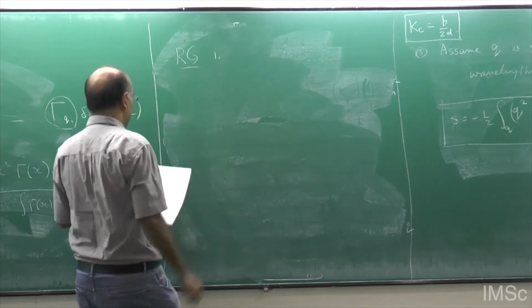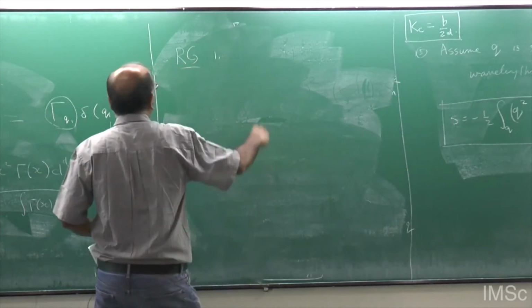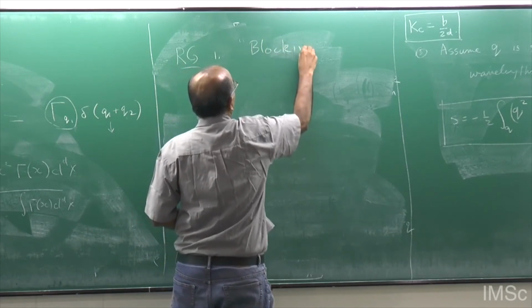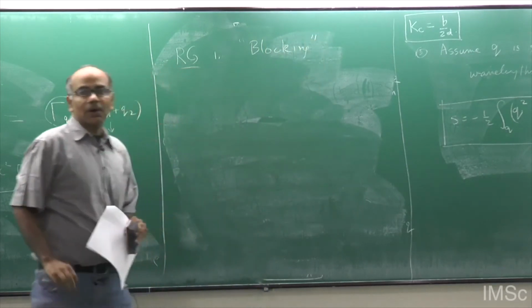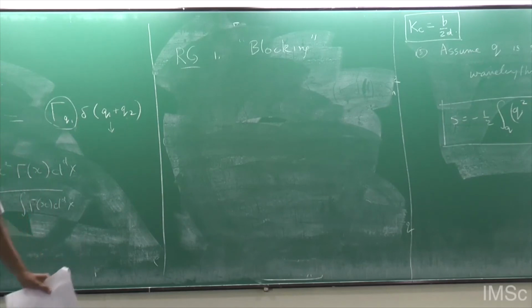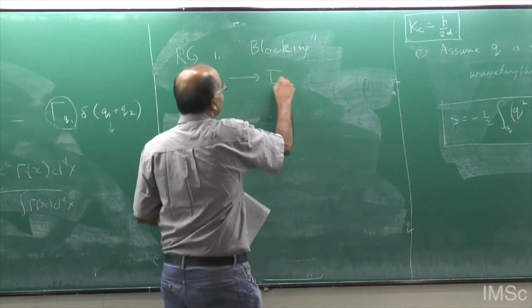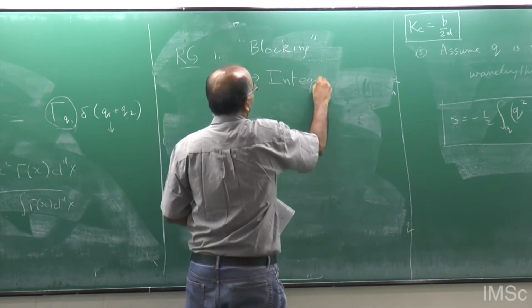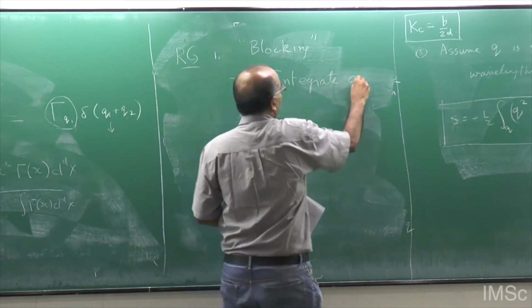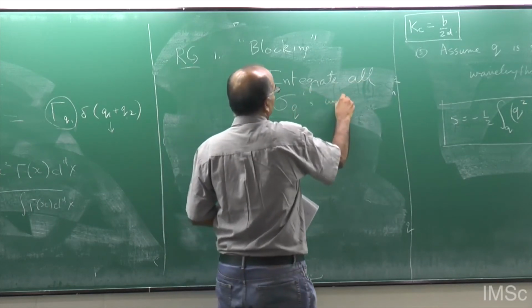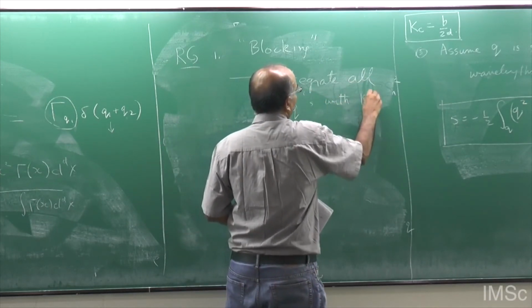So the first step will be we have to do the blocking. How are you going to do the blocking here? Because we're in momentum space, the way you're going to do it is integrate out all sigma q's with q greater than half.